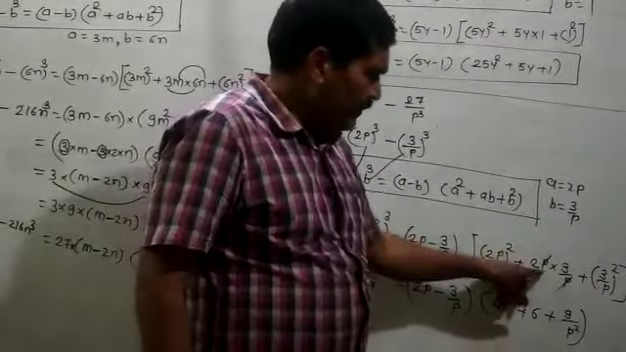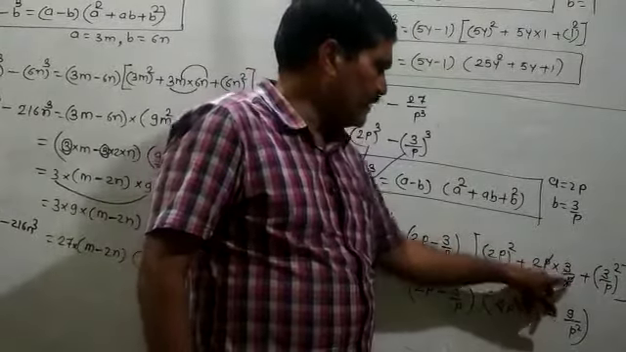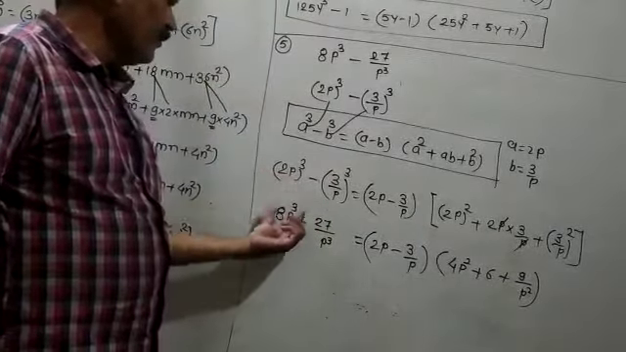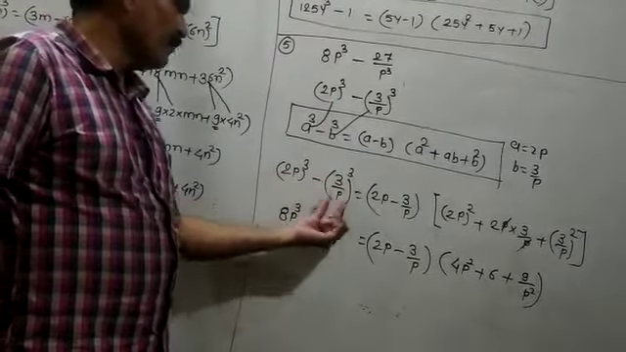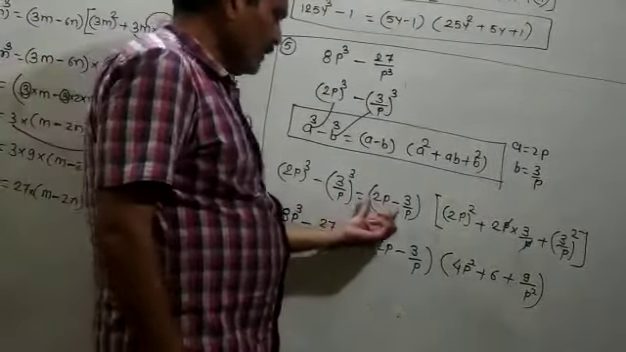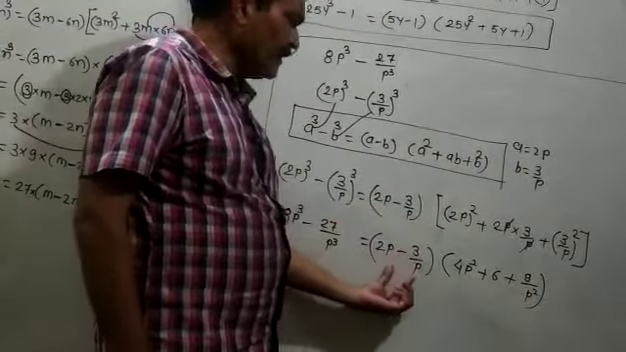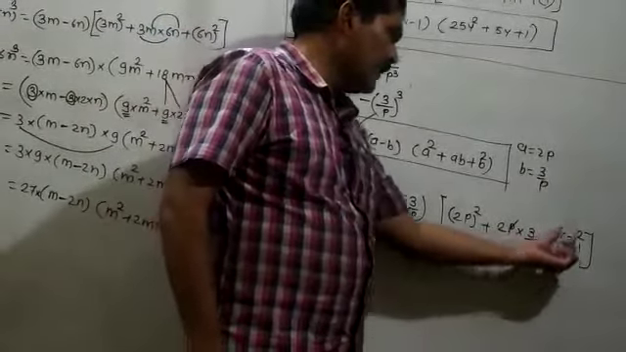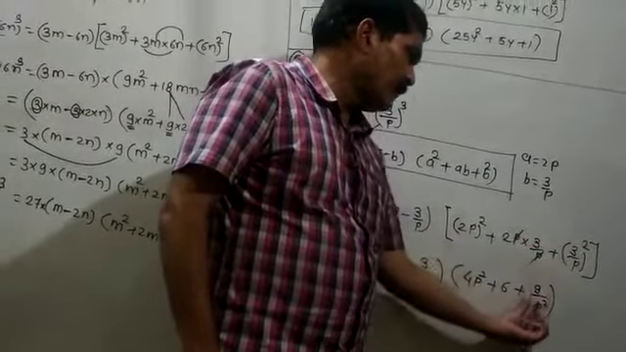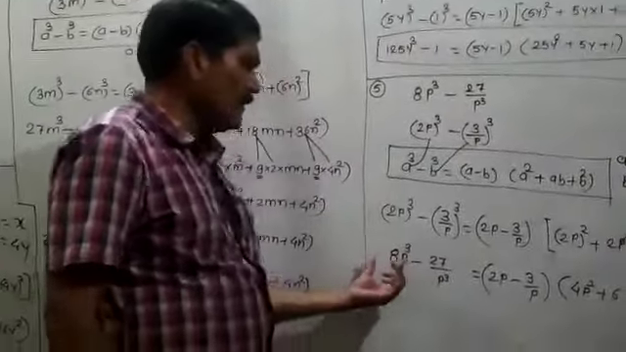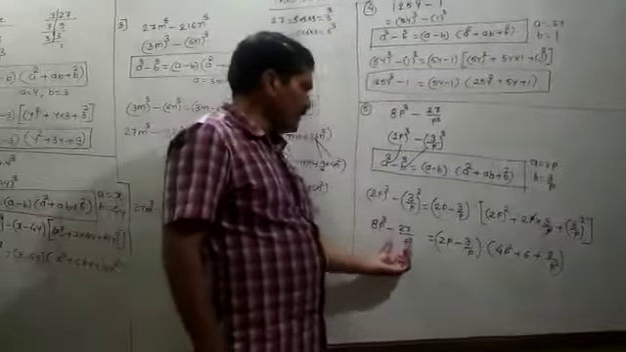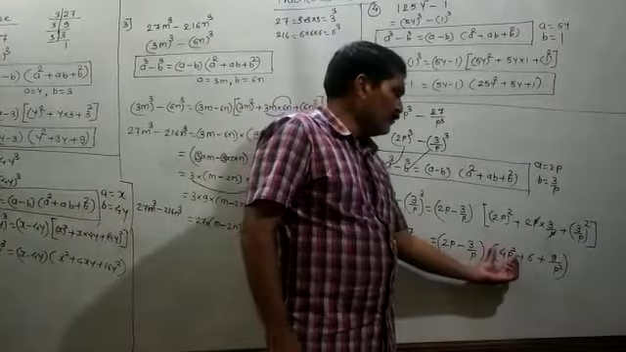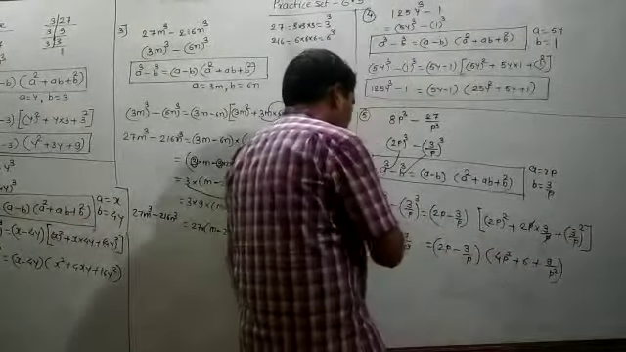Here p is in the numerator, p is in the denominator, so you have to strike the p. At that time you have to do the cube and the square. This 2p cube is 8p cube, this 3 cube is 27, cube of p is p cube. This 2p minus 3 upon p as it is you have to write. 2p square is 4p square. 2 3s are 6. And 3 upon p square is 9 upon p square. From that you have to say that the factors of 8p cube minus 27 upon p cube is equal to 2p minus 3 upon p into 2p square plus 6 plus 9 upon p square.